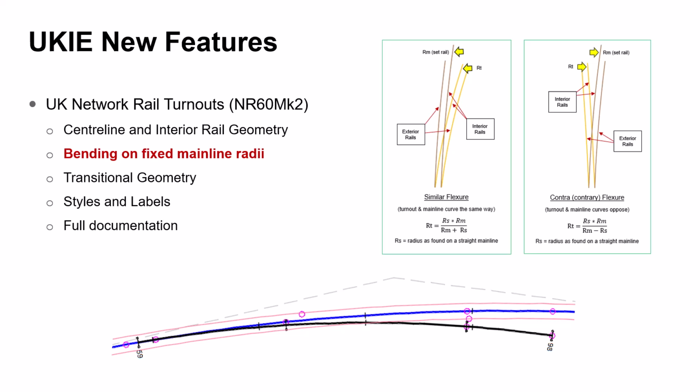Also pretty cool is the way that a turnout can bend with the main line. Now there's quite a lot going on here, and the mathematics changes to equivalate the radius depending upon the flexure of the turnout. And this is called the Swiss bending rule.